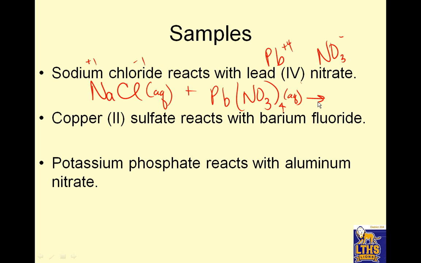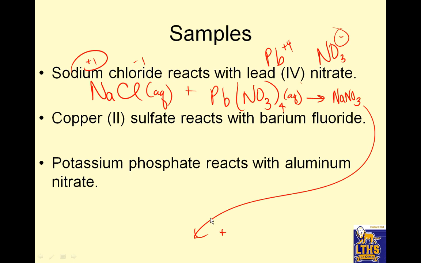All right, so what will the products of this be? Well, we got to do the switcheroo. Sounds fun. Na goes with NO3. So I have to cancel charge, a negative 1, a positive 1. NaNO3. Plus, I'm going to write down here, plus lead has to go with chlorine, but lead's a plus 4 in the reactant, so it's got to be a plus 4 in the product, plus 4, negative 1.